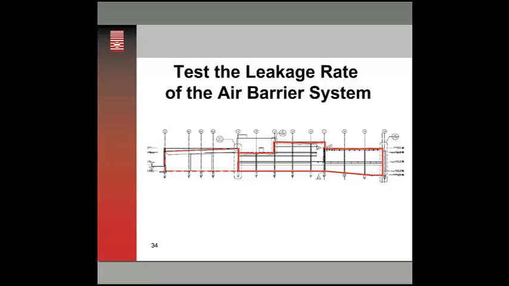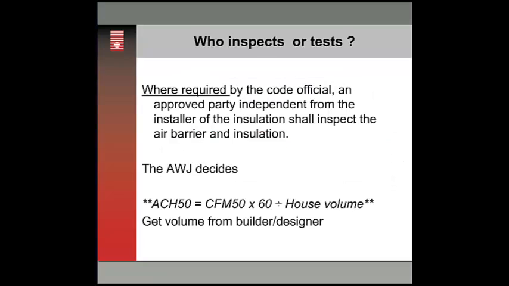If there's a misalignment, our insulation won't perform. If I have an air pathway through my air barrier and my insulation is on the other side of that or deeper into the envelope, I can have issues with the building. So who inspects or tests? Once again, where required by the code official, an approved third party independent from the installer of the insulation shall inspect the air barrier and insulation. So the authority with jurisdiction decides who tests. That's why it's important, in advance of these codes coming into play in your area, to find out from your code official who gets to test and whether they have any requirements for the tests.